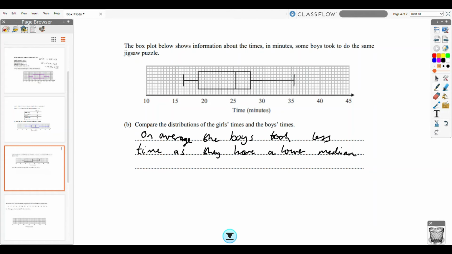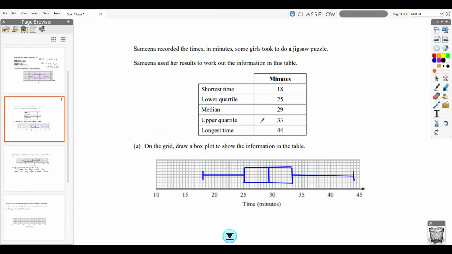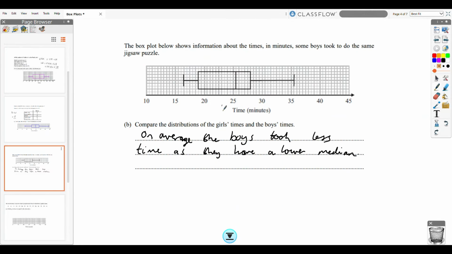There should be enough for a 1 to 2 mark question, but if they ask you to mention interquartile range, in the first one, it will be upper take away lower, so 33 take away 25, which would give you 8. And then in the second one, it will be about 27 take away 19, which is also 8. So you could say the spread of data is similar in both of them, but the medians are lower in the boys' case. Alright, moving on.